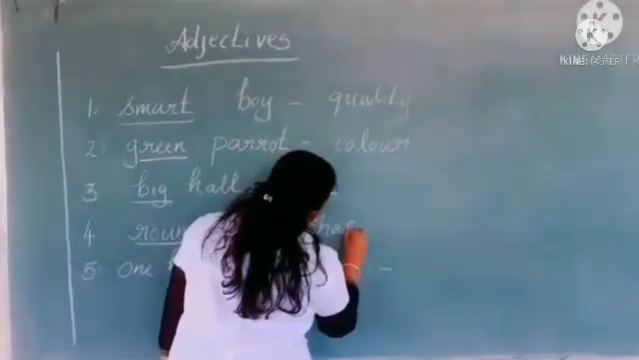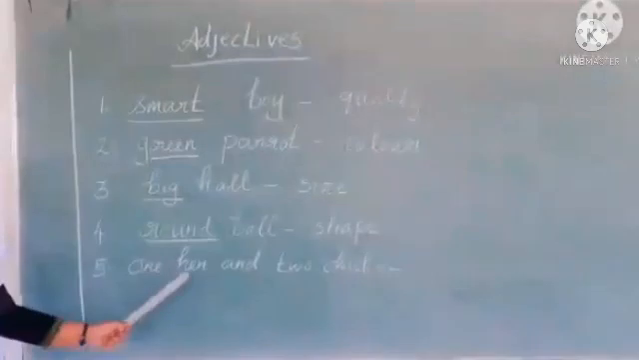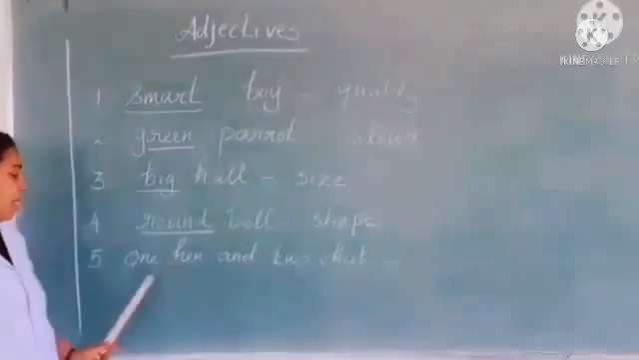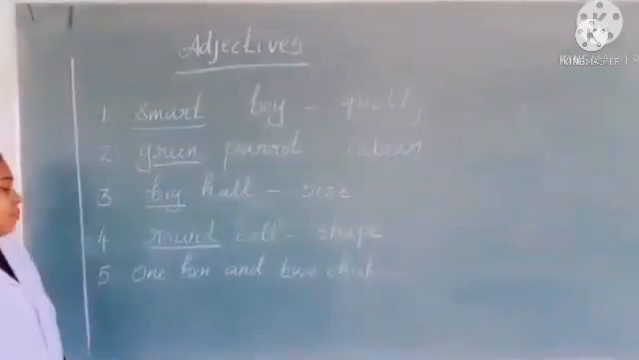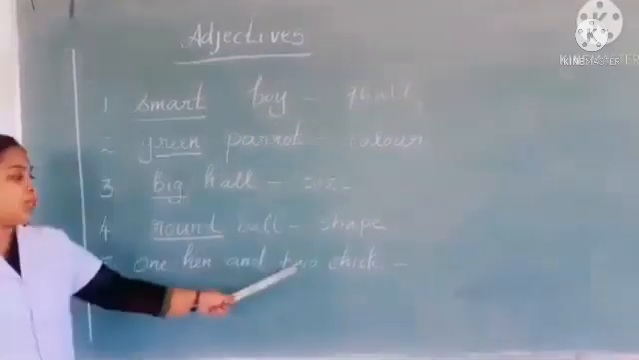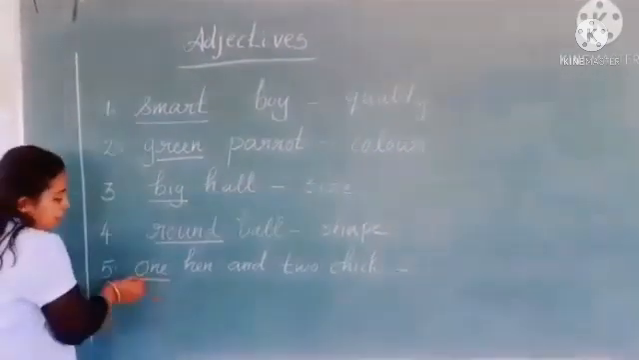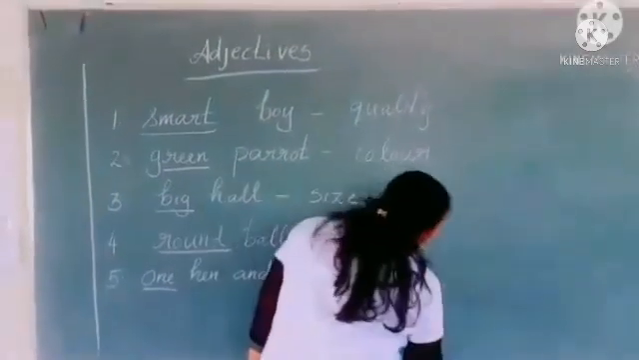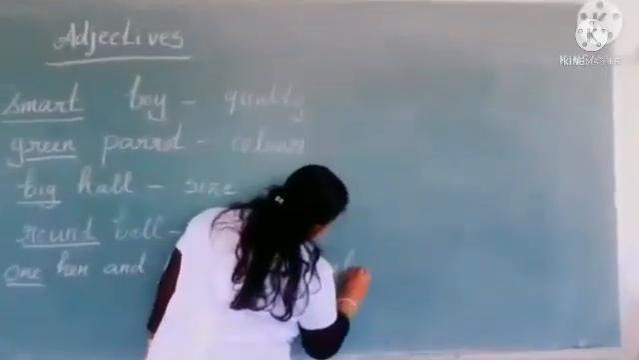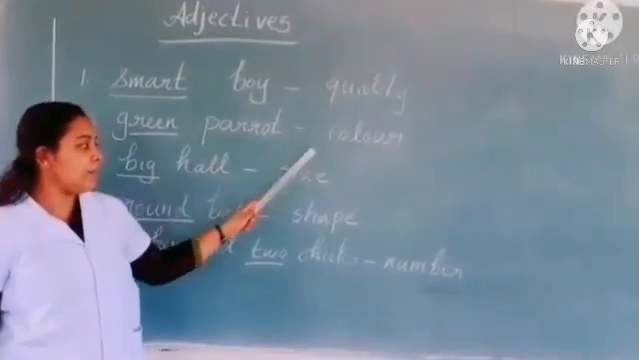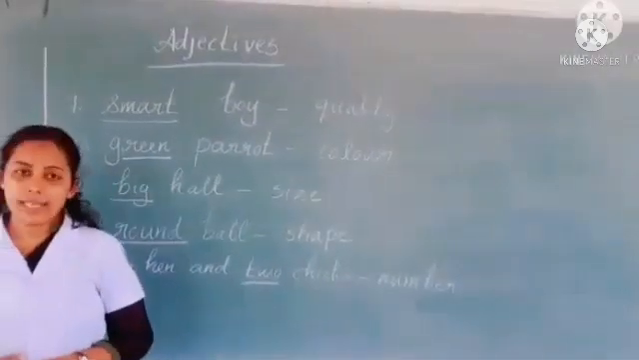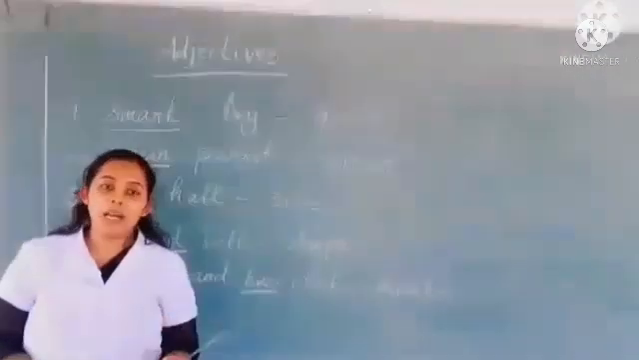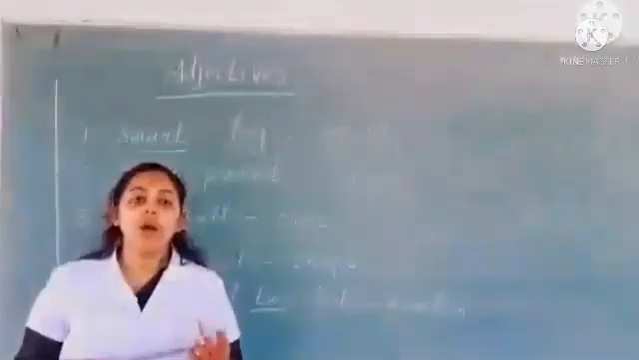And the next one, one hen and 2 chicks. Here the nouns are hen and chicks. Here which is adjective? 1 and 2. It shows the number of the hen and chicks. So children, the words for quality, color, size, shape and number, we can also call adjectives.